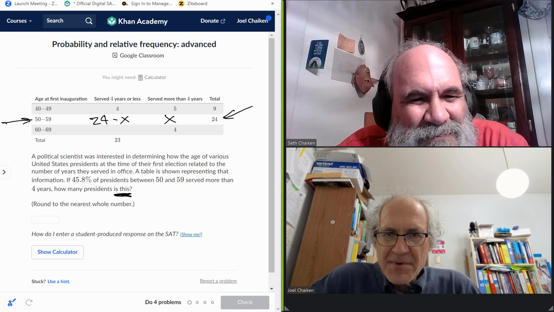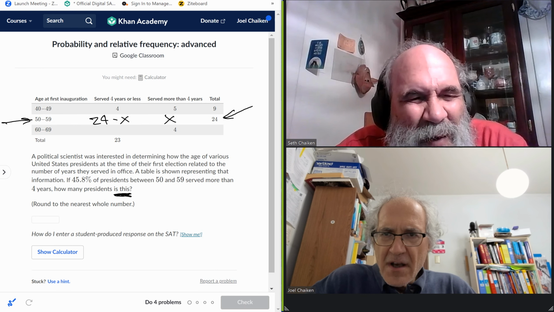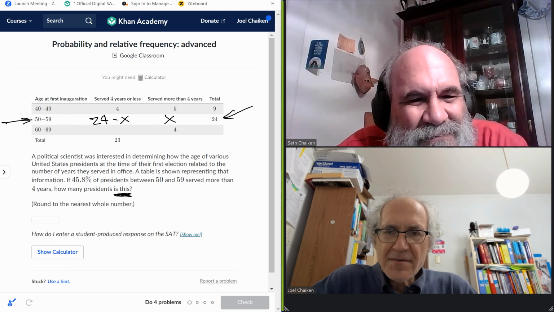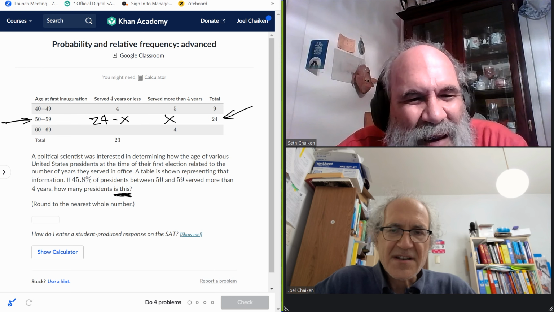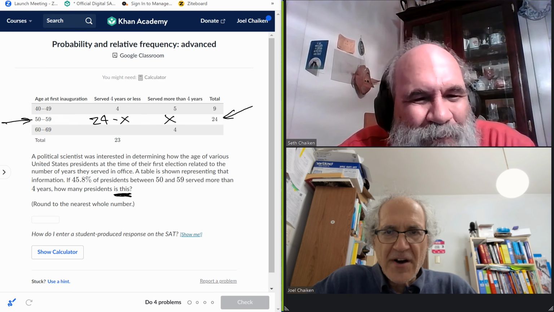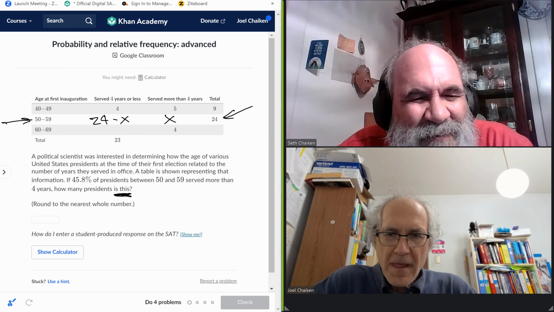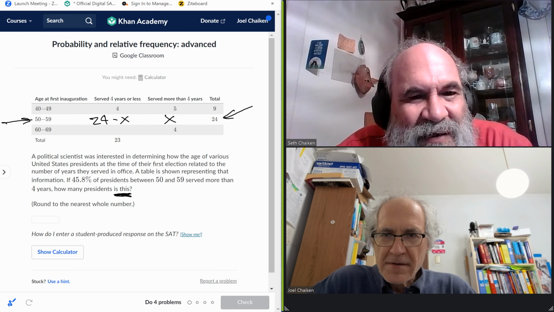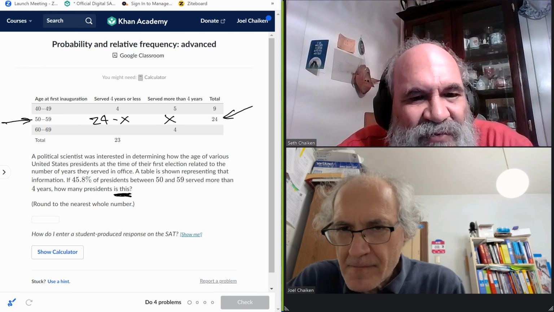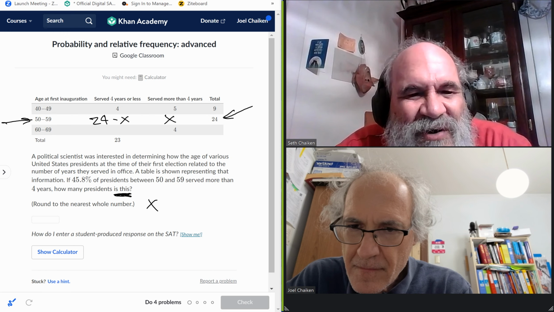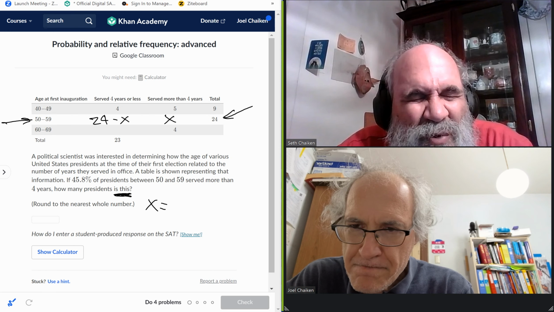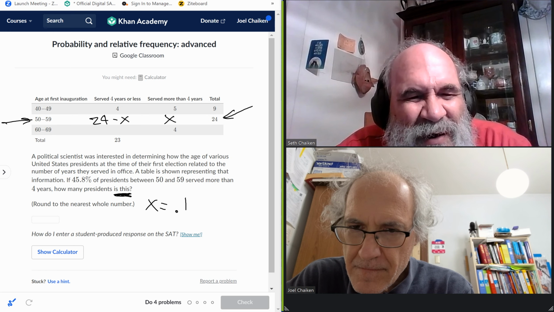Well, it's either the total number of presidents, which I doubt, or isn't it just X? If 45.8% of the presidents served more than 4 years, how many presidents is this? I think it's X. I think it's just the number of presidents who are 50 to 59 that served more than 4 years. So X is 45.8% of the total of the presidents who were between 50 and 59 when they were inaugurated.